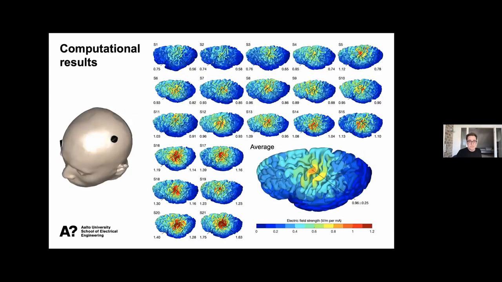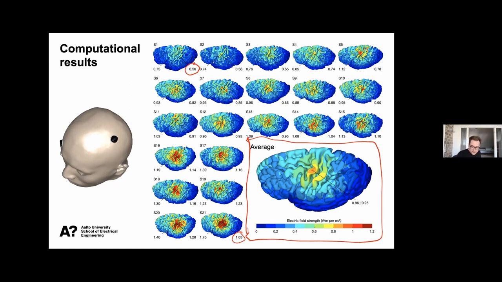So these are the calculated electric field values for each participant. You can see that there is a lot of variability. They have been sorted according to the electric field value in M1. So we have the lowest person with the electric field value of 0.56, and the highest value is 1.6. So there's a large range of variability. And here you can see the average electric field over all participants.